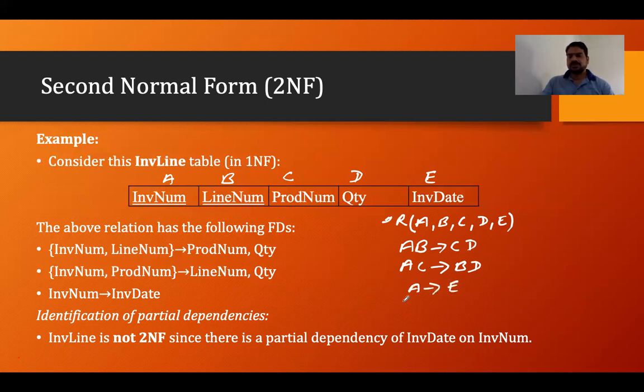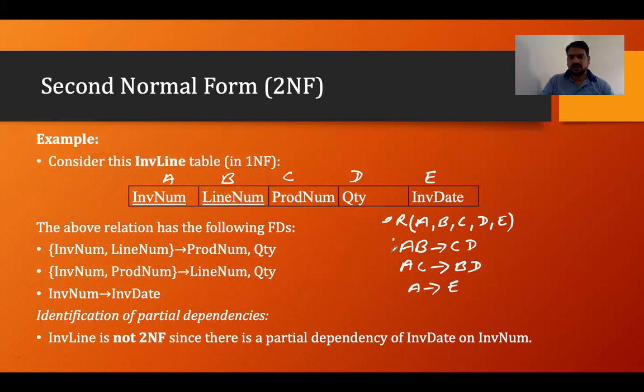If these are the functional dependencies given, can we say that it is in second normal form? In the second normal form, we have to see that among all the functional dependencies there should not be any partial functional dependency. For that, we have to find the key. How will I find the key? I'll find the closure.